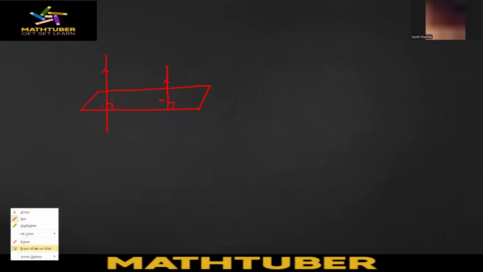Suppose there is a line and a perpendicular line to it, and we find a cross b, which is perpendicular to the plane of a and b. If it is perpendicular to the plane and the given line is also perpendicular to the plane, then these two must be parallel to each other. So this is the way in which we can do the question.